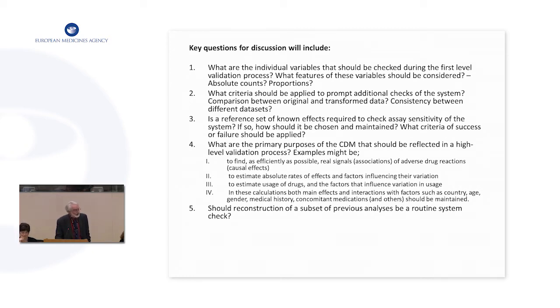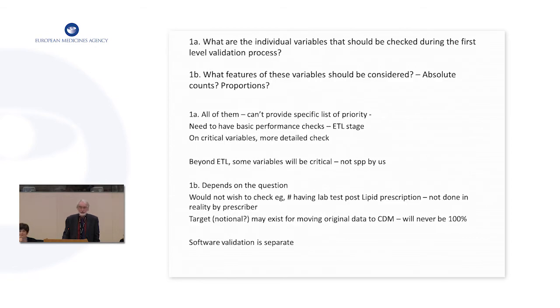We had some questions for discussion, and if it weren't for Patricia McGettigan, we wouldn't have really got anywhere. She did a great job in almost total silence in producing these wonderful slides. When we come to our question on individual variables that should be checked, our answer was all of them, but that was the sort of checking that just checks that they're present. We couldn't provide a specific list of priorities. It would require a great deal more time. And we thought that the ETL checks that you have are going to involve the whole data.